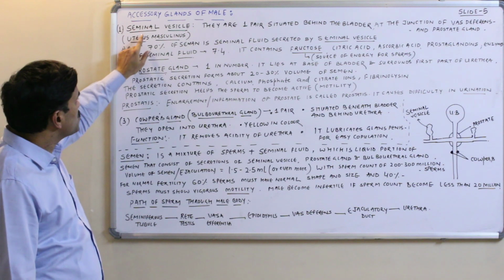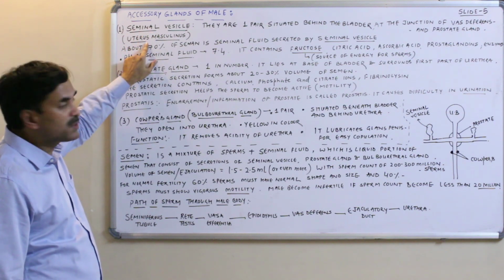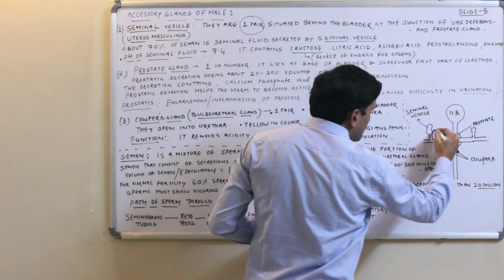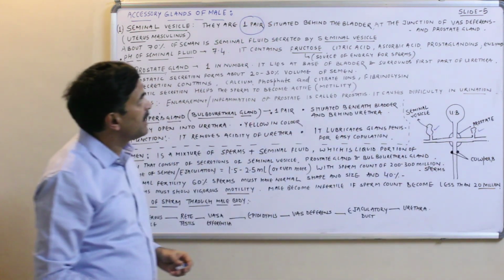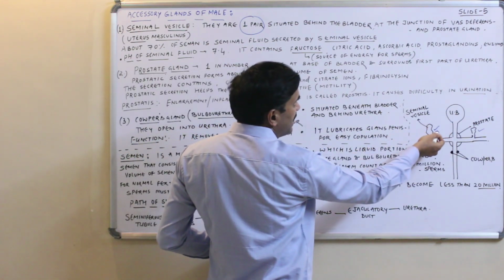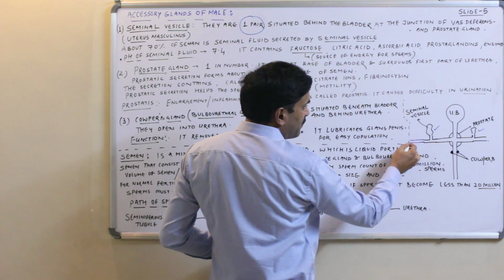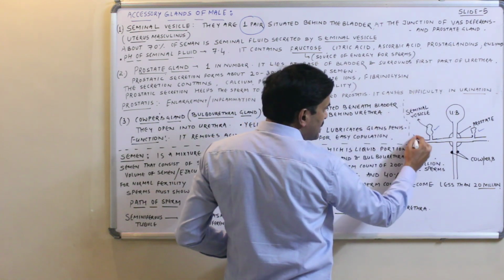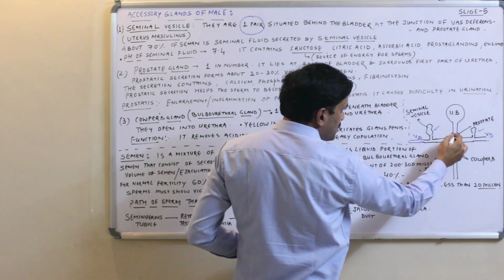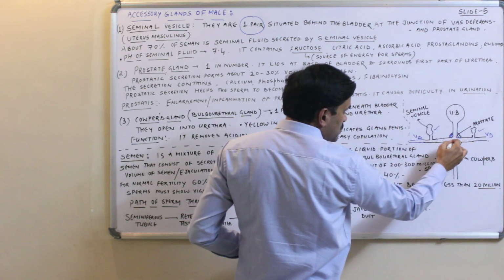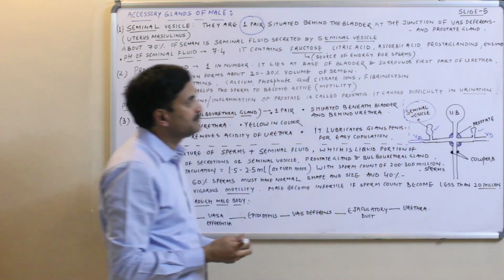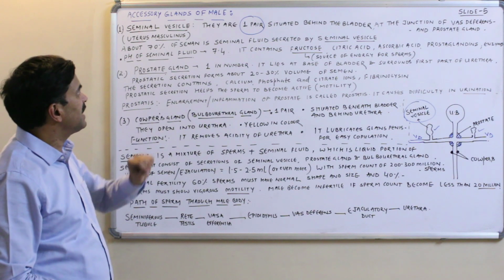Okay, so the seminal vesicle, also called the uterus masculinus, is one pair of structures. They are situated behind the bladder. See this, they are situated behind the urinary bladder, or I can say at the junction of the Vas deferens. Here it is Vas deferens, at the junction of the Vas deferens and prostate gland. So this is the prostate gland. So at the junction of the prostate gland and the Vas deferens, what is present? The seminal vesicle is present. One pair of glands are there.